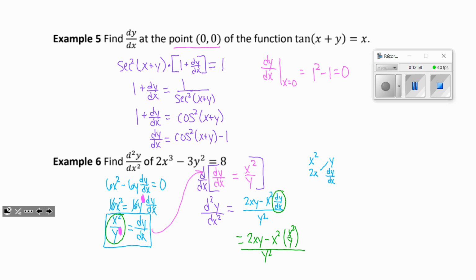Now we have this fraction in a fraction thing going on, so I need to multiply everything by y over y so that I can get the entire numerator in the same form. If I multiply by a y over y right there, I can then move these extra y's to the denominator. So now this is going to look like 2xy squared minus x to the fourth, all over y to the third.